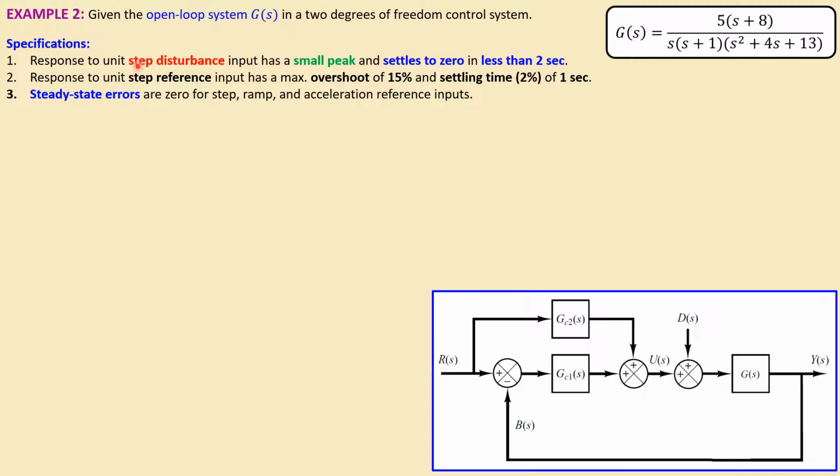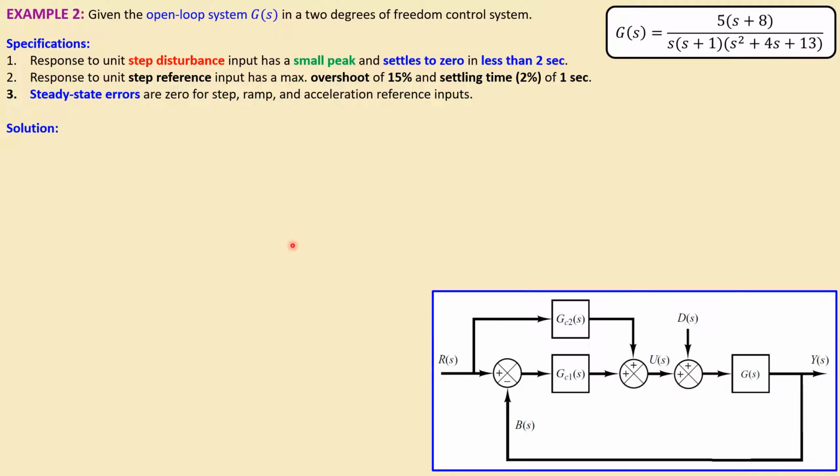What we want, as we did also in examples number 1 and 2: the response to a unit step disturbance must be small and must settle to 0 in less than 2 seconds. The response to a unit step reference input has a maximum overshoot of 15%, and a settling time with a 2% criterion must be less than 1 second. The steady state errors for the step, the ramp, and the acceleration reference inputs must be 0. So for all 3, we need a zero steady state error, or the final value must be what is actually applied.